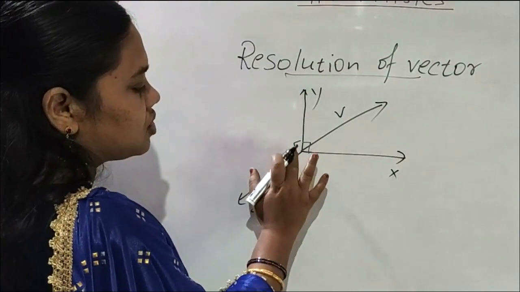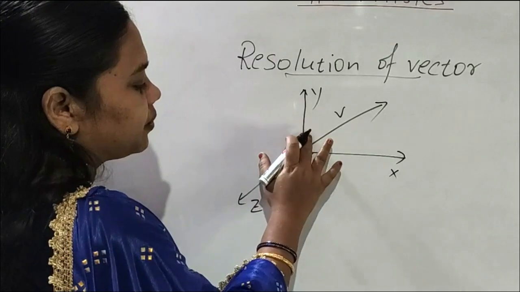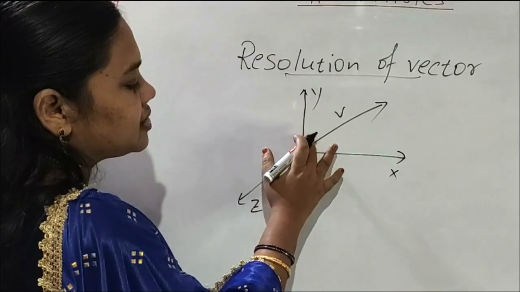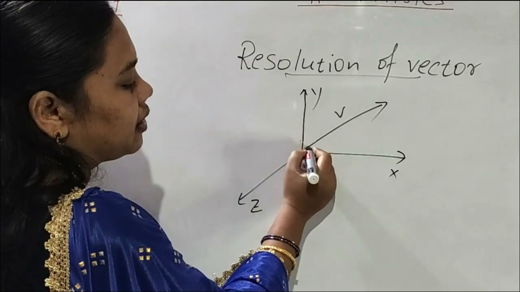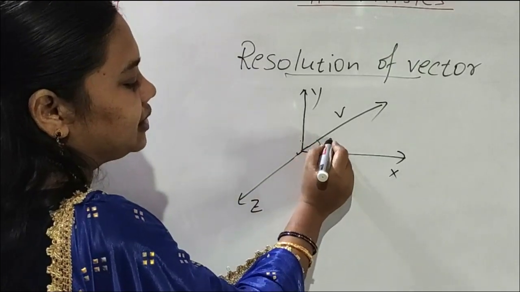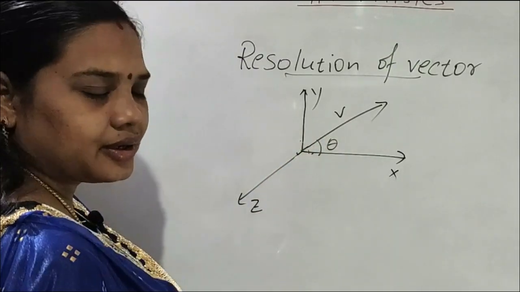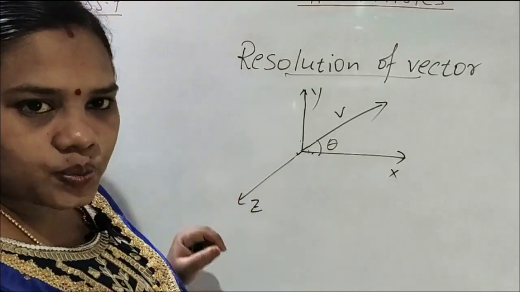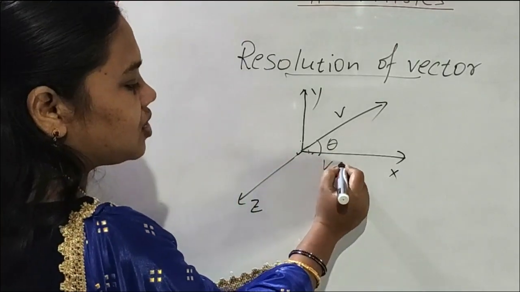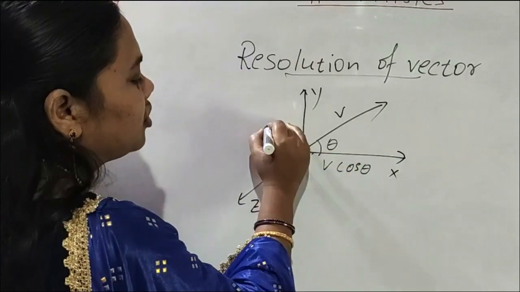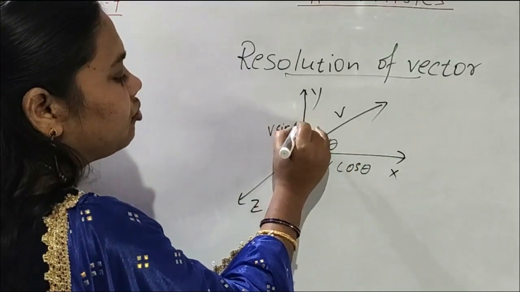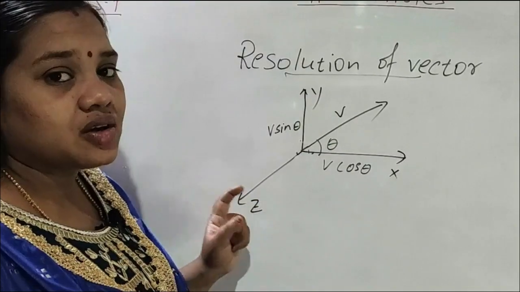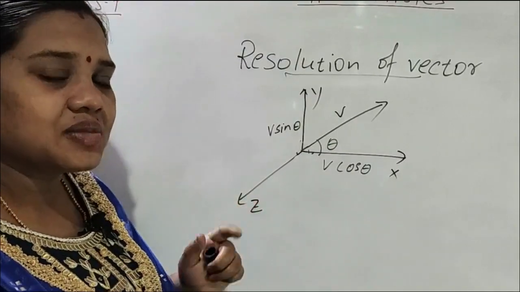Now children, suppose there is a vector v, and it makes angle theta with the x component. So this v vector is divided into two parts, that is v cos theta and v sin theta. We derived v cos theta and v sin theta. How did it come in the last class?